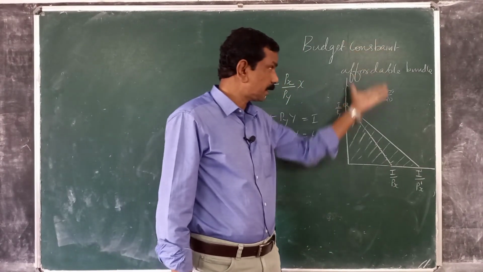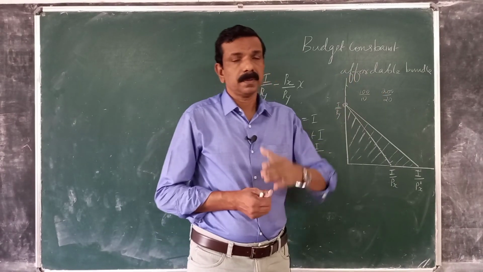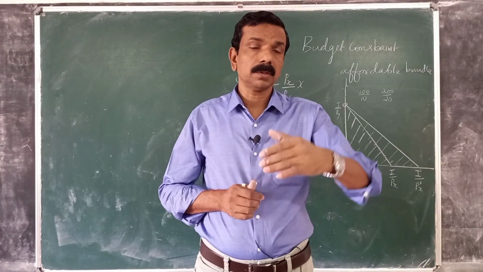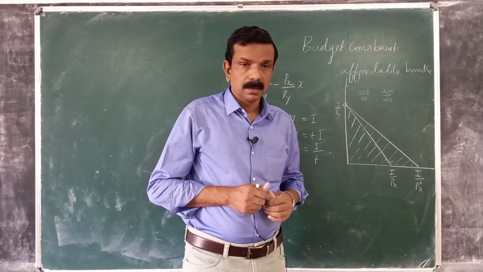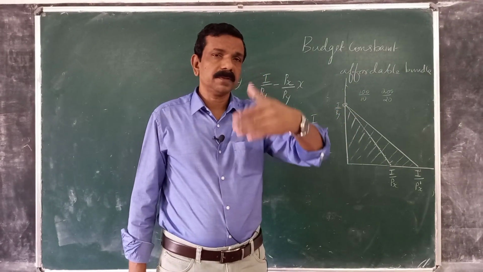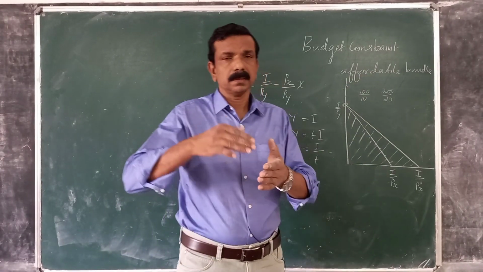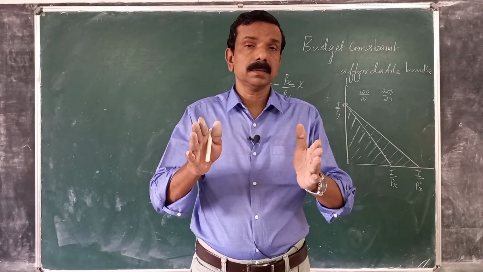So we have the budget constraint. What happens to the budget constraint when income changes? Prices change. Both the prices and income change. But remember this, if both the prices and income change by different amounts, then we have to consider each case separately.